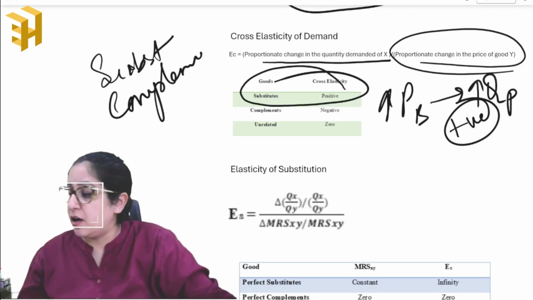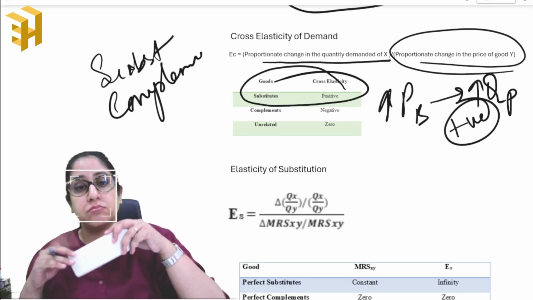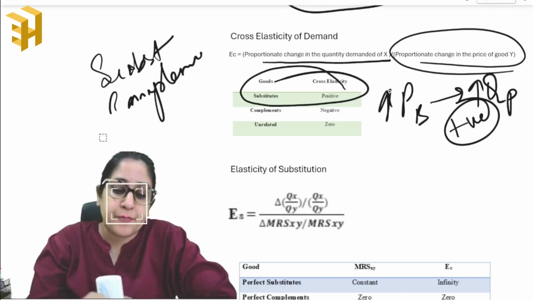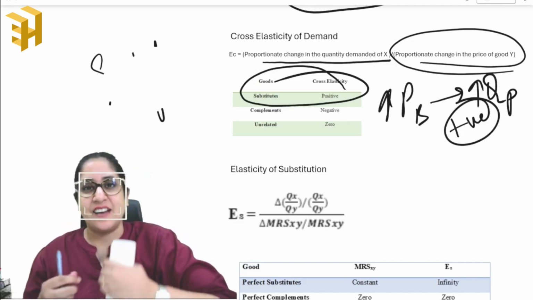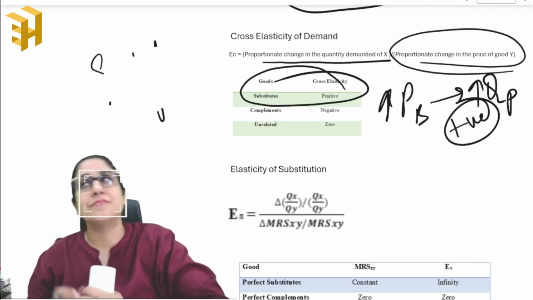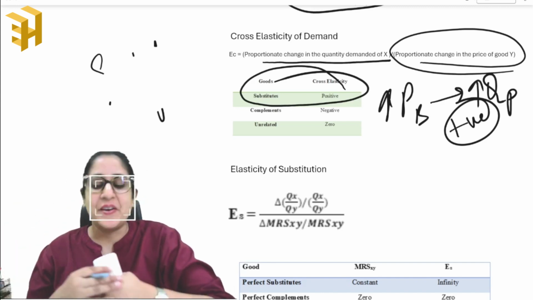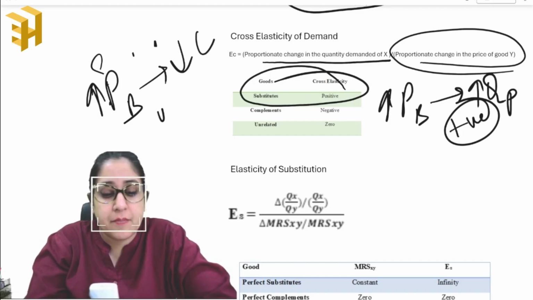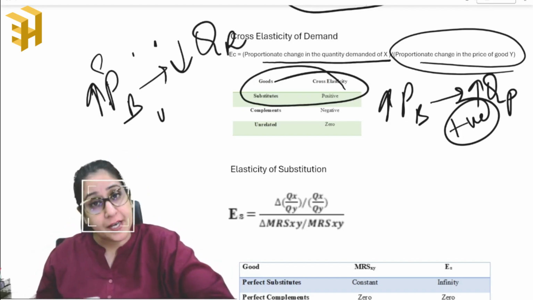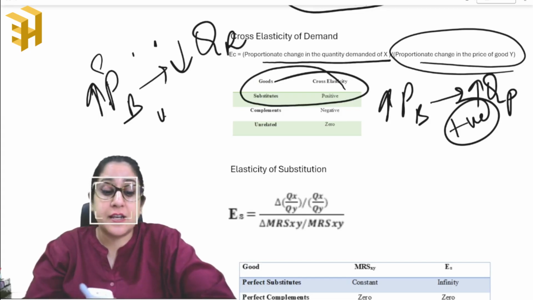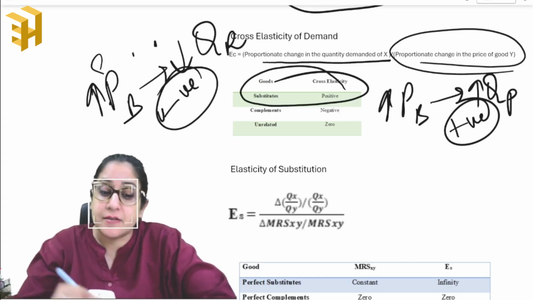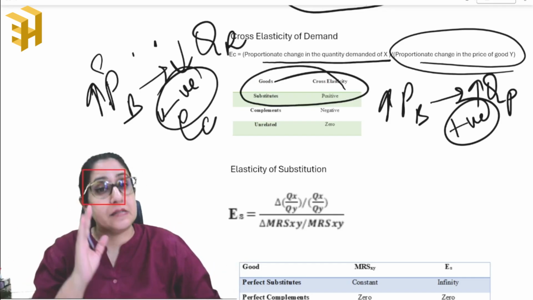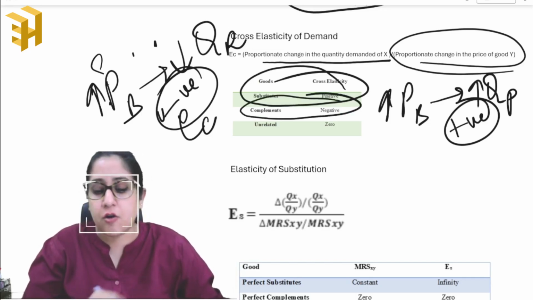On the other hand, take complementary goods, for example, the remote control and the batteries. If the price of batteries increases, I will start consuming less of the remote control. Vague example, but just imagine. If the price of batteries is increasing, the quantity demanded of my remote control is falling. This shows a negative relationship and a negative value of cross elasticity. So if the value of cross elasticity is negative, then the two goods are complements.